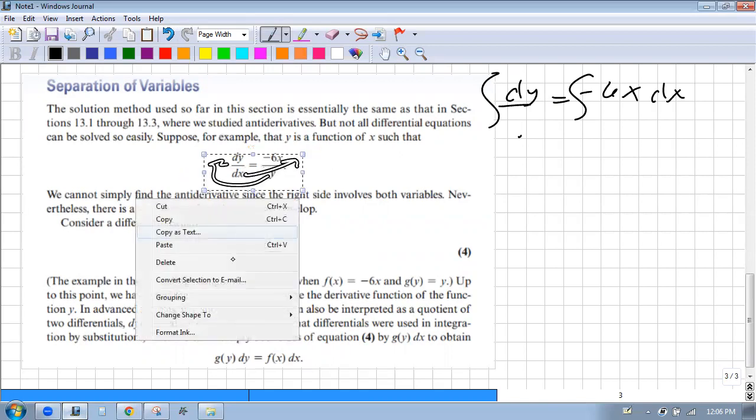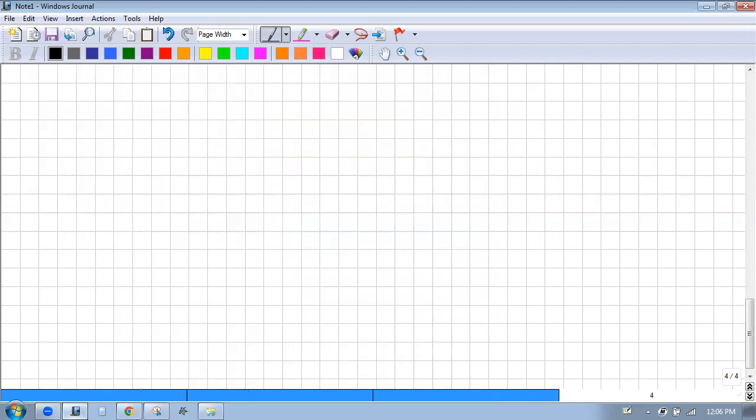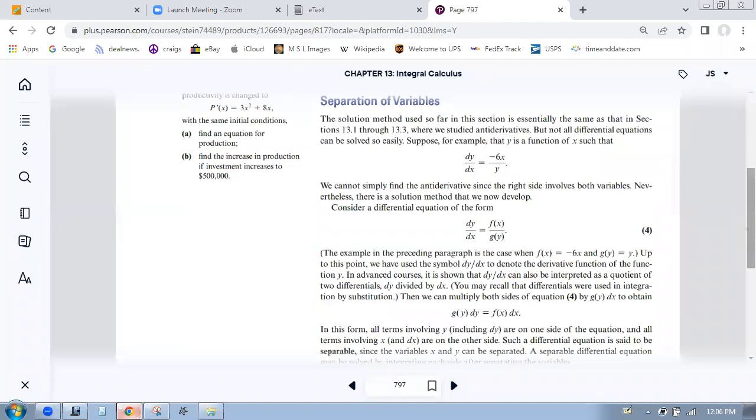So for this example, we could move the y over and then the dx over, and then you can integrate both sides. They call it separation of variables. If you could separate the y's and the x's on separate sides of the equation, then you can still do your integrals. So that's all they're talking about here. It's called separation of variables.